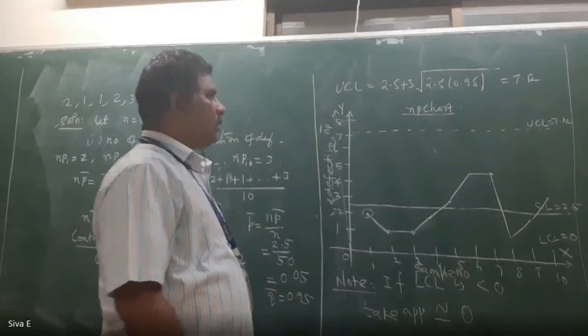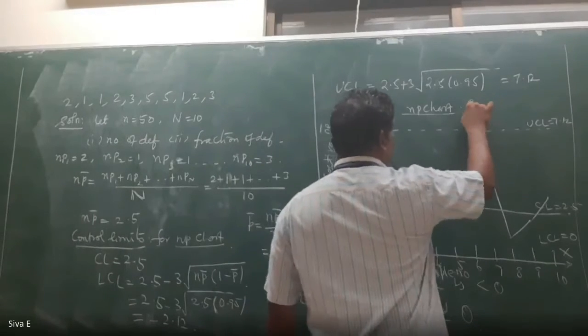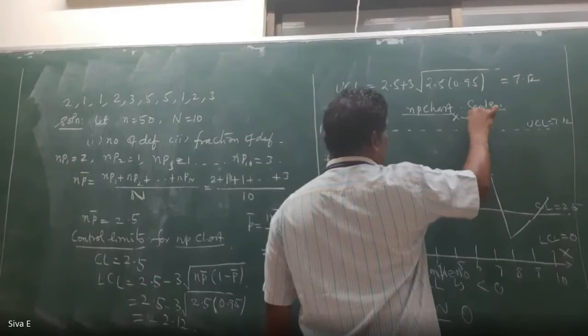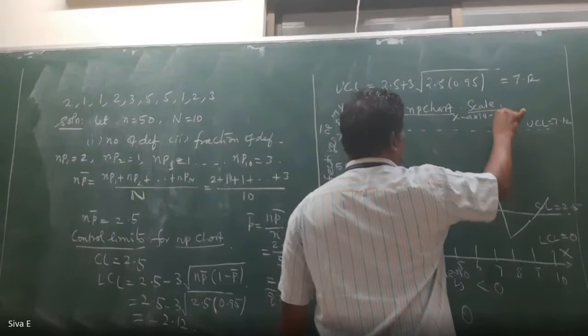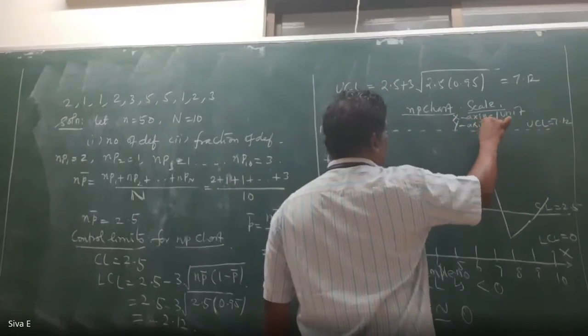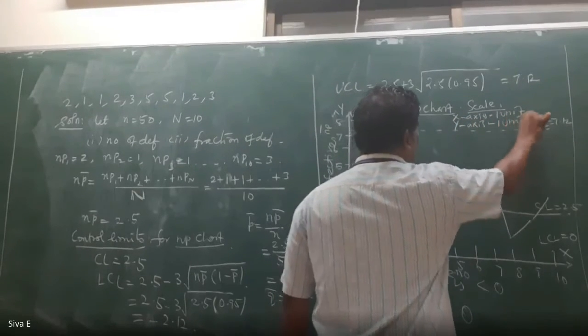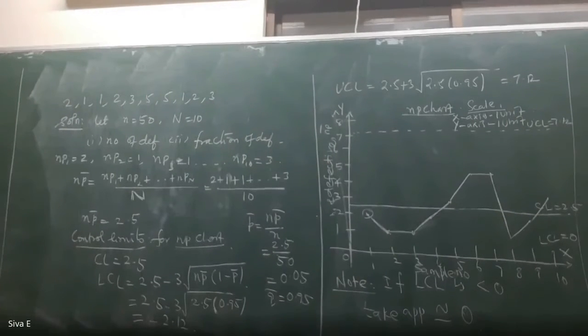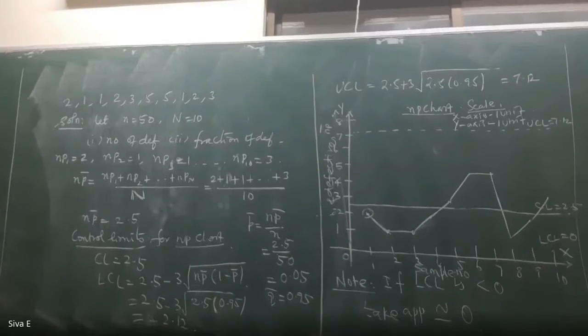And then you have to write the scale here. Scale: x-axis 1 unit, y-axis 1 unit. This is the NP chart. Next we have to go for the P chart.